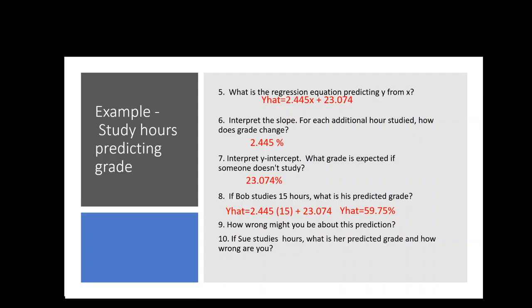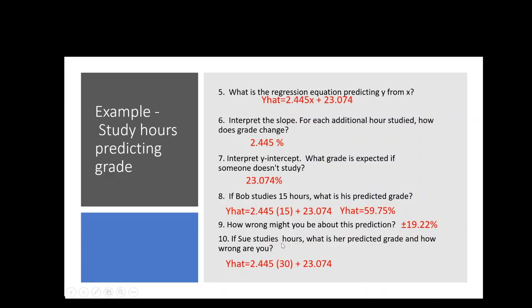But Bob might ask, well, how wrong do you tend to be in your predictions? And so remember, we were able to get that information from the root mean squared error in JASP, and that was plus or minus 19.22%. So Bob, I predict you're going to get 59.75% on the test, but I tend to be wrong about 19.2%. So then Bob might take that and try to use that information to decide what his test score is going to be.